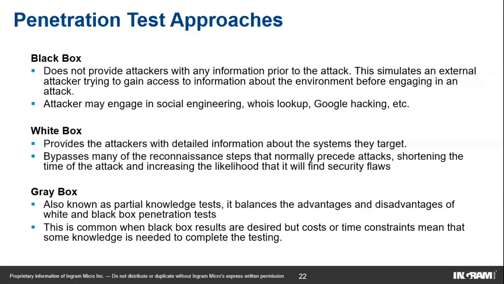White box, you provide detailed information about the target. You give them everything, and you don't have to do many of the recon steps. For example, finding out the IP address or finding out who is responsible by doing social engineering. Many things you can avoid when it comes to a white box. Gray box is more of a white box, but also less of a black box. As in, it is a combination of both.